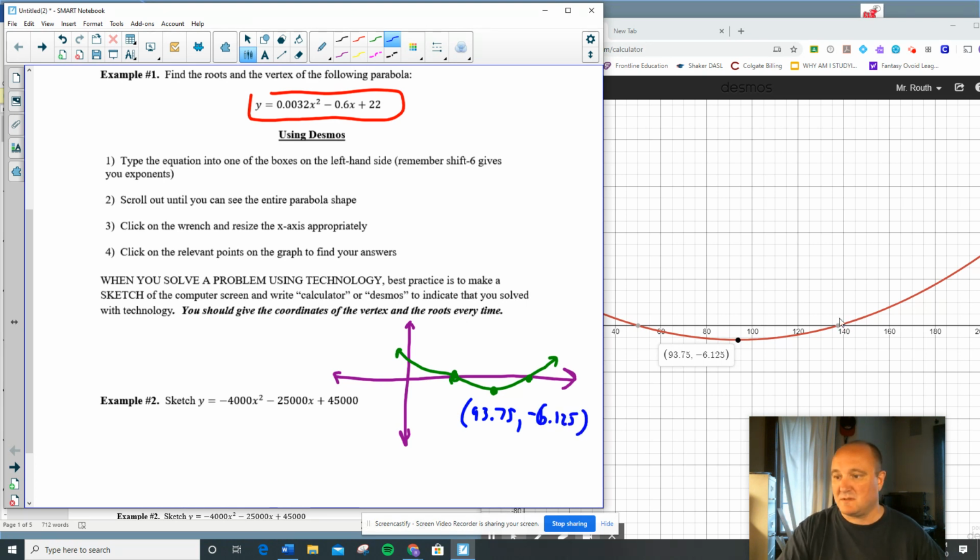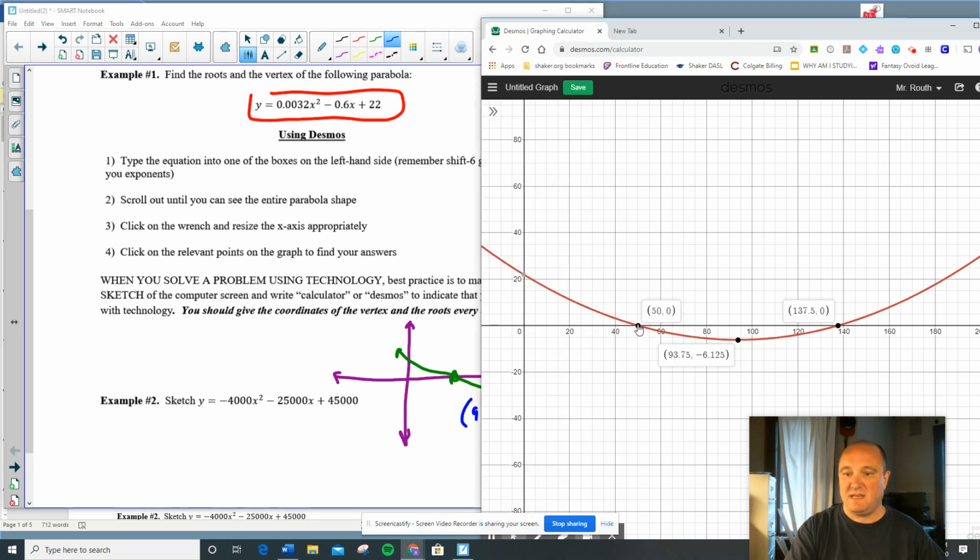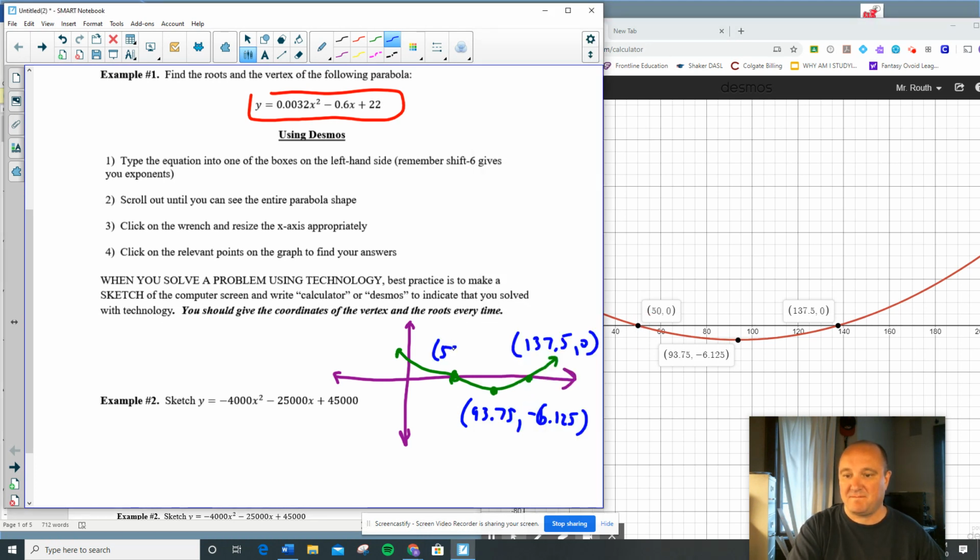What are the roots? 137.5, 0. Over here, 50, 0. That one's easy. And I'm going to write "calculator" or "Desmos" to show that this is how I got the solutions. And that's best practice. So then what are the roots?